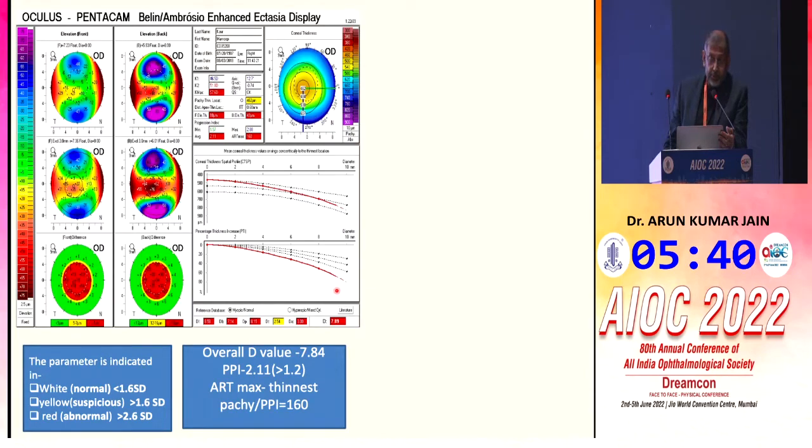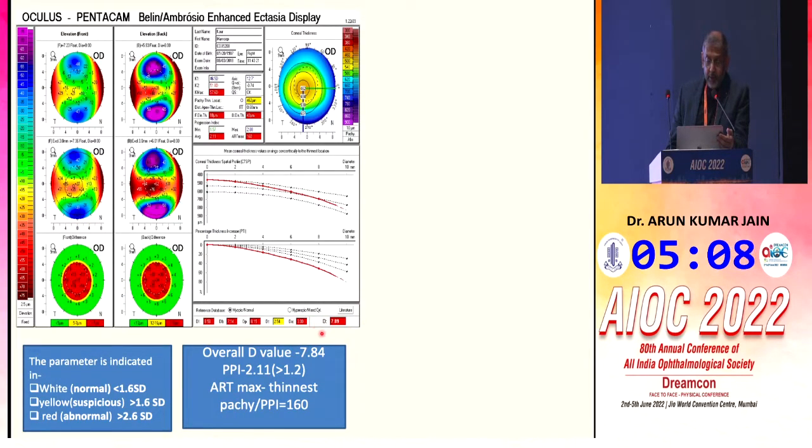And so this is another patient. What to look for on this Enhanced Belin-Ambrosio map? So you have these values also. These are the elevation values. When they are in white, they are within 1.6 standard deviation. When they are displayed in yellow, they are more than 1.6 standard deviation, and red means they are significantly more than 2.6 standard deviation.